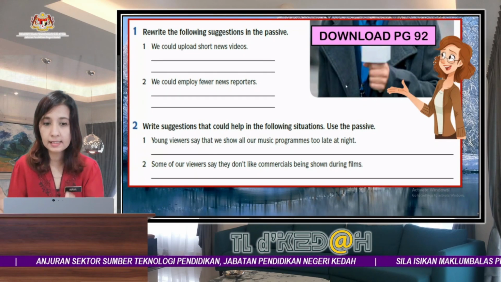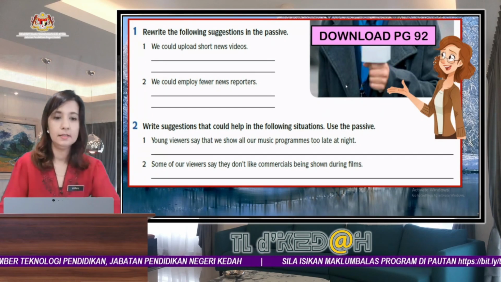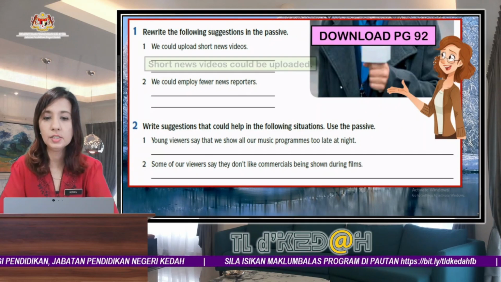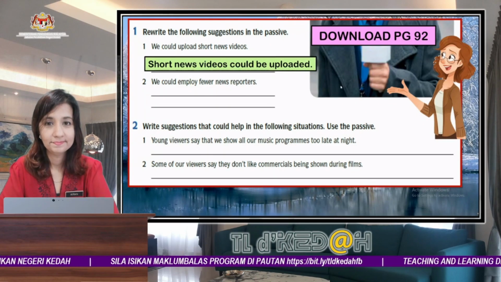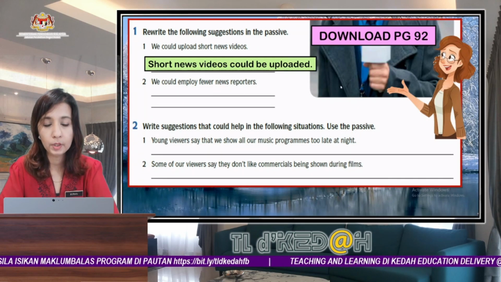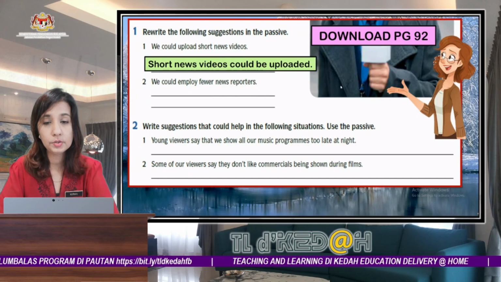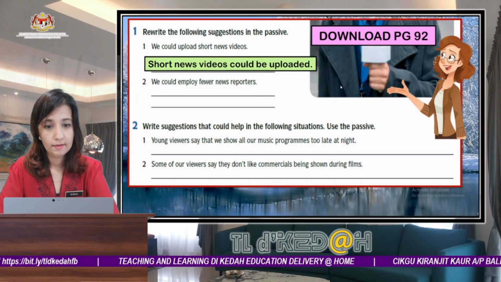So the object is short news videos. So short news videos should be in front. So short news videos could be uploaded. Look at the second one, number 2. We could employ fewer news reporters. You must know where the object is.